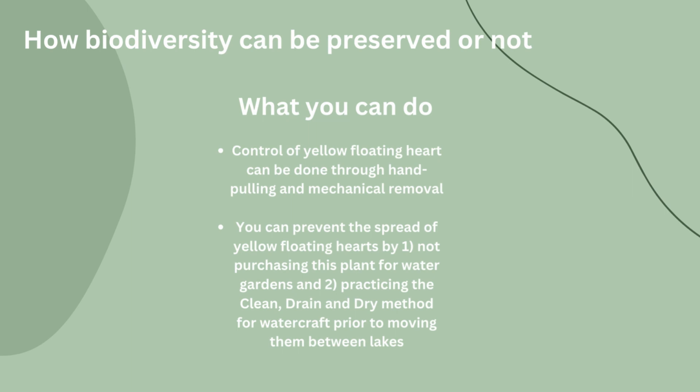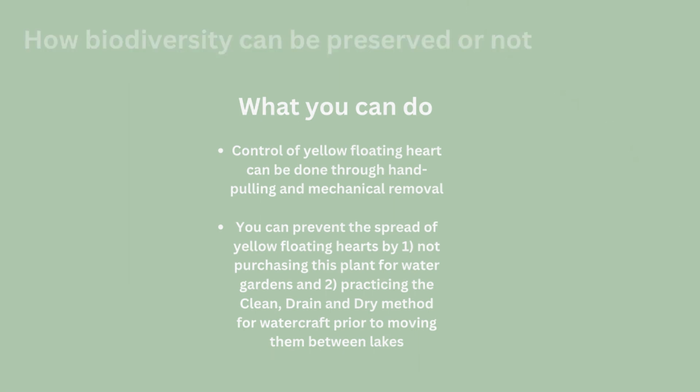How biodiversity can be preserved or not. What you can do. Control of yellow floating heart can be done through hand pulling and mechanical removal. You can prevent the spread of yellow floating hearts by not purchasing this plant for water gardens and practicing the clean, drain, and dry method for watercraft prior to moving them between lakes.